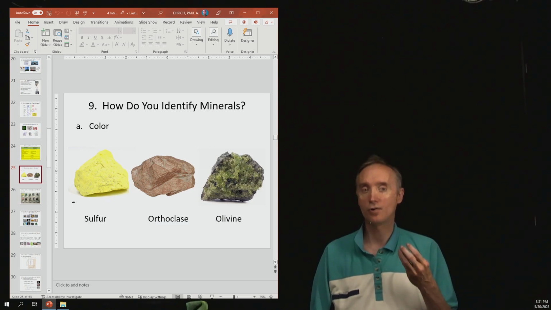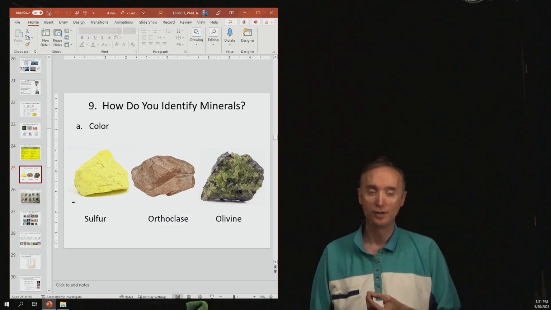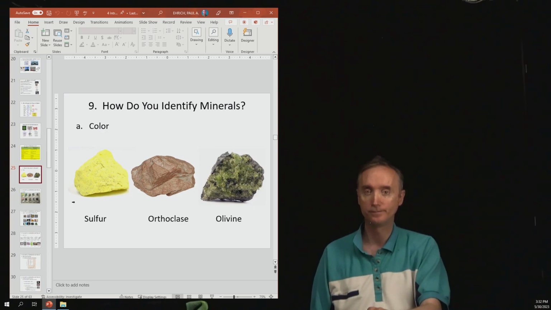But let's take quartz, for example. Well, you can have clear quartz, but if you go to a rock shop, you might find red quartz, yellow quartz, green quartz, all different kinds of quartz because of the impurities that are in them. So normally, the actual color of the mineral is not a good way of identifying it.